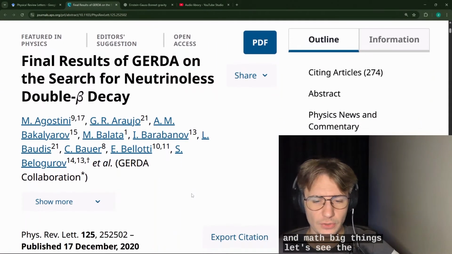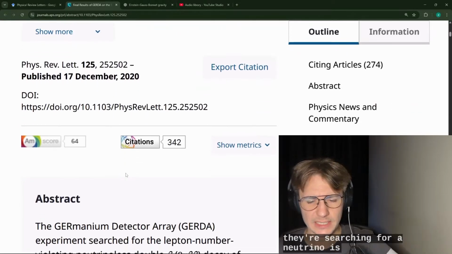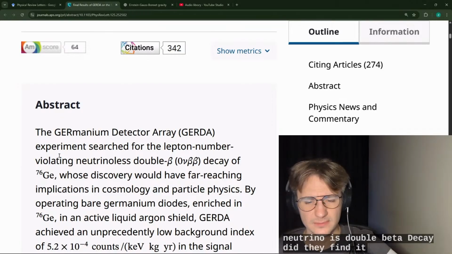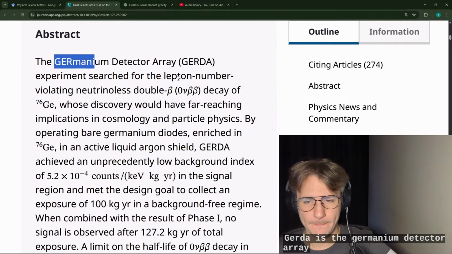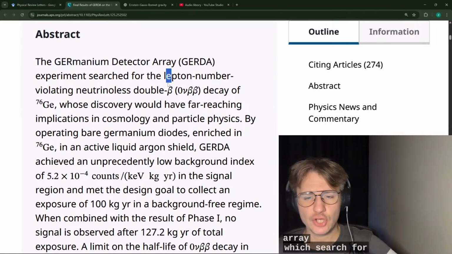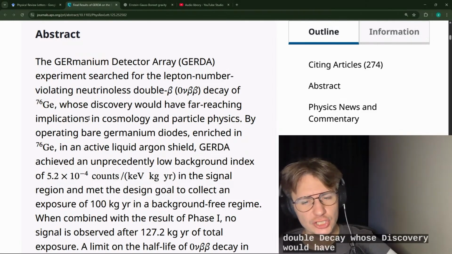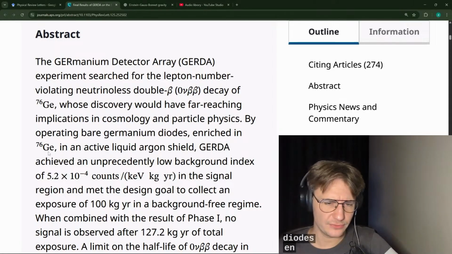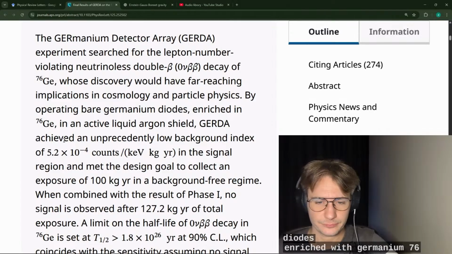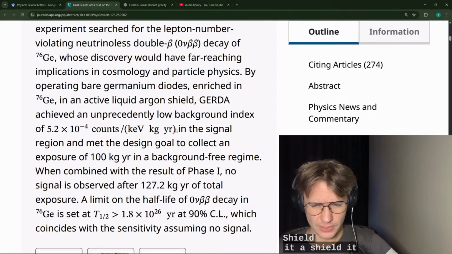Let's see, the final results, and this was published in 2020. They're searching for a neutrinoless double beta decay. Did they find it? GERDA is the germanium detector array, which searched for a lepton number violating neutrinoless double decay, whose discovery would have far-reaching implications in cosmology and particle physics. By operating bare germanium diodes, enriched with germanium-76, in an active liquid argon shield, it achieved an unprecedentedly low background index.